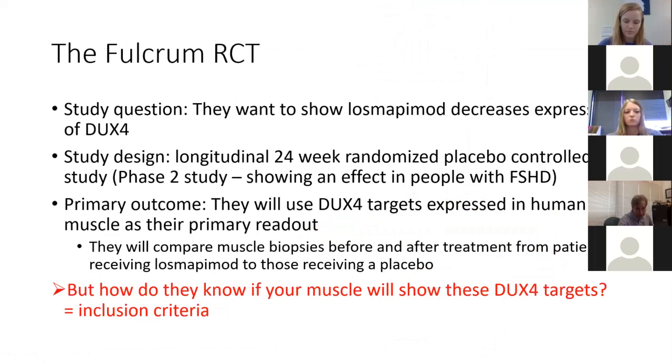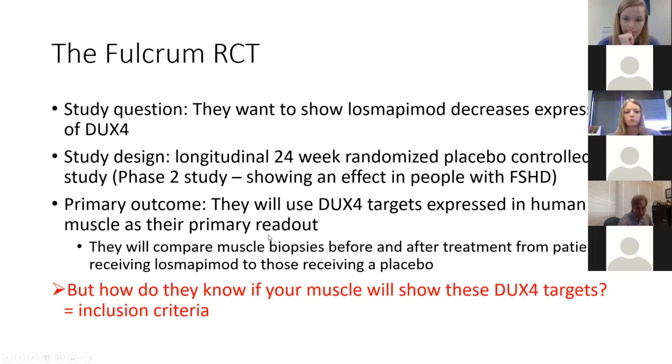So when we think of their clinical trial, they wanted to show losmapimod decreases expression of DUX4. They used a design that was a 6-week randomized and placebo-controlled study. Their primary outcome was the DUX4 targets. And so how are they going to get this? Well, they're doing it by muscle biopsies. They take one before you start getting treated, and they take one after treatment with losmapimod, and they compare the level of these DUX4 targets.